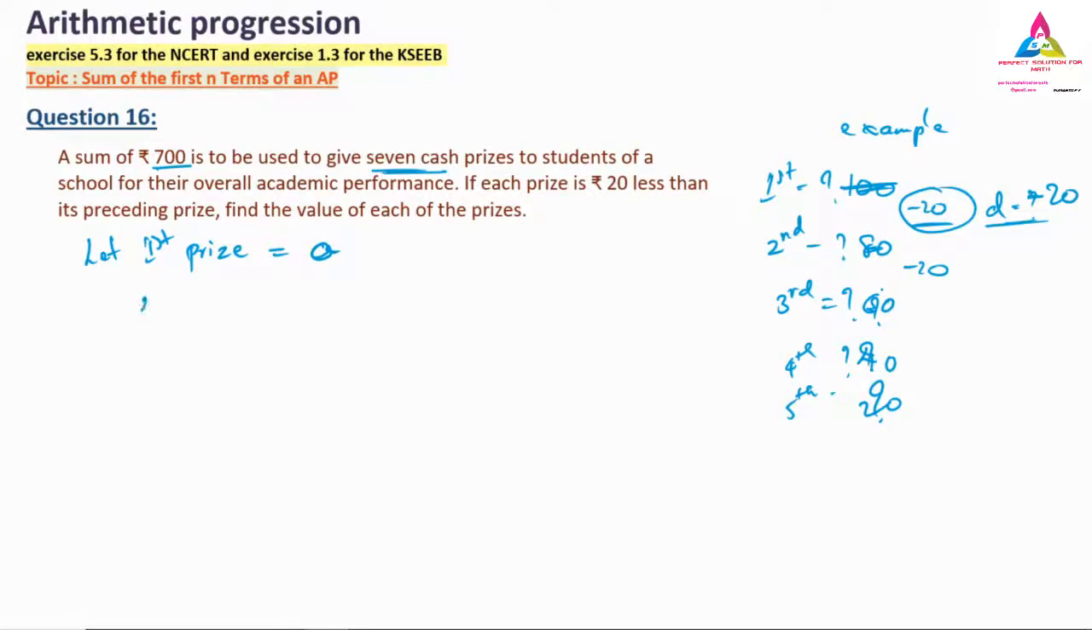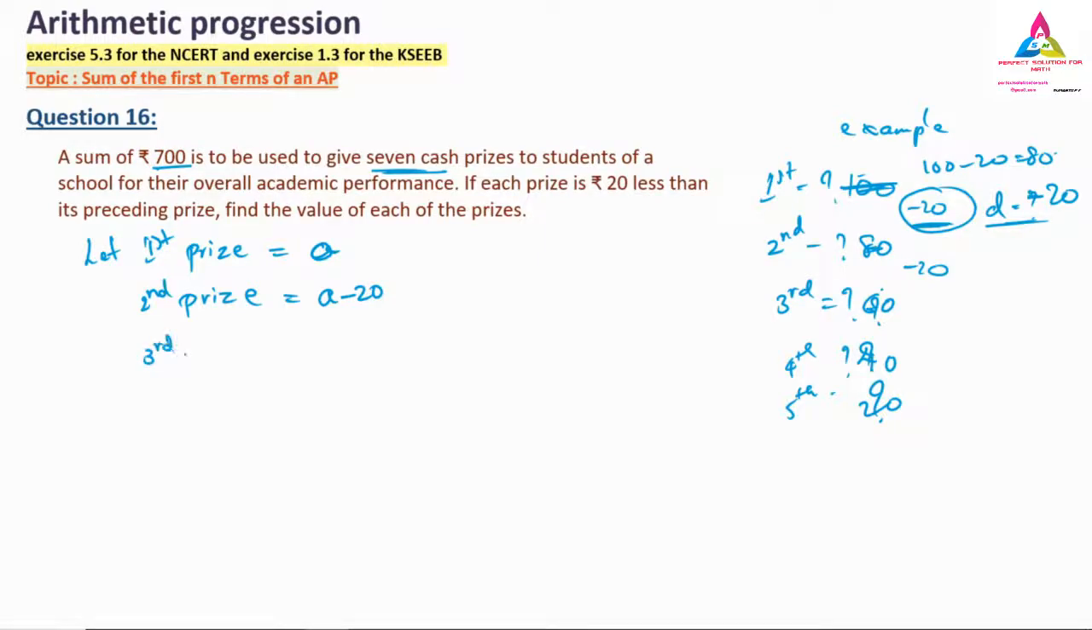What will be the second prize now? Here for the first prize they have to minus 20, then that will be the second prize. Means if it is 100, the second prize will be 100 minus 20, that is equal to 80. For example. So here the first prize is A, so A minus 20 will become the second prize.